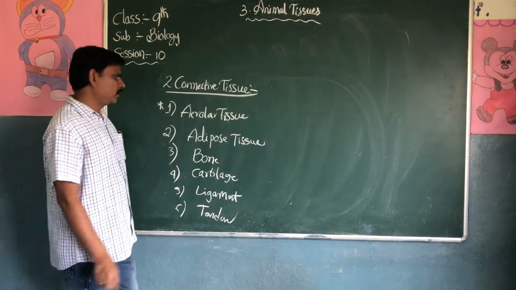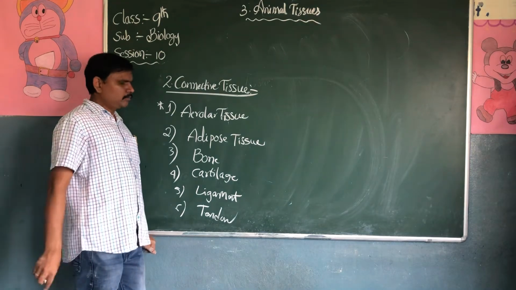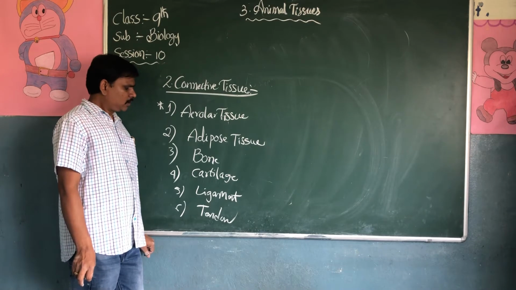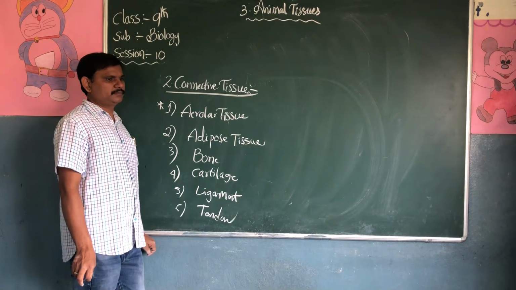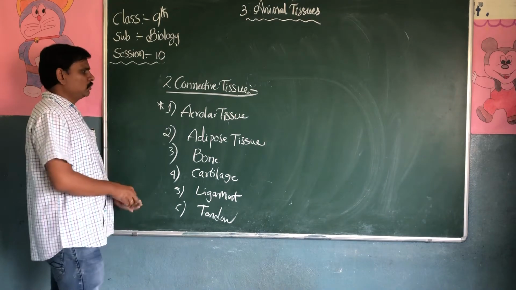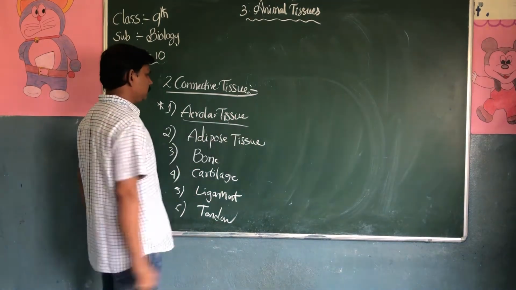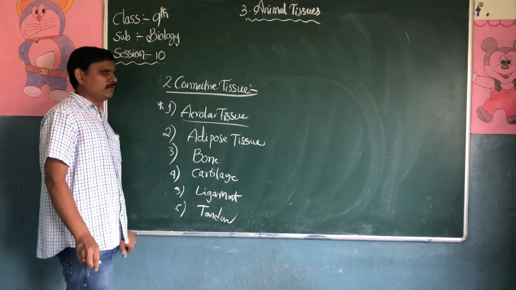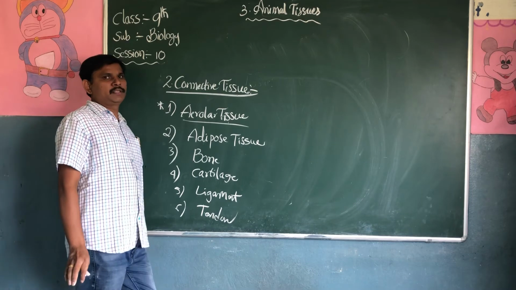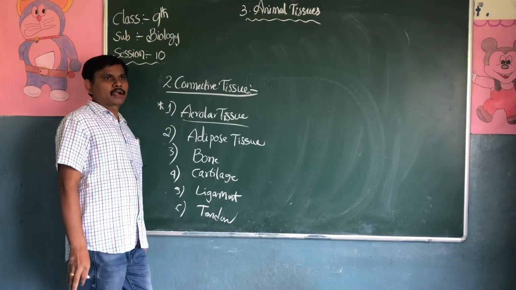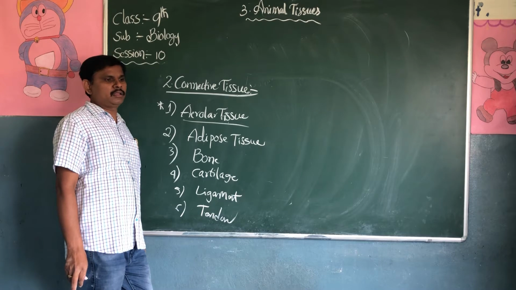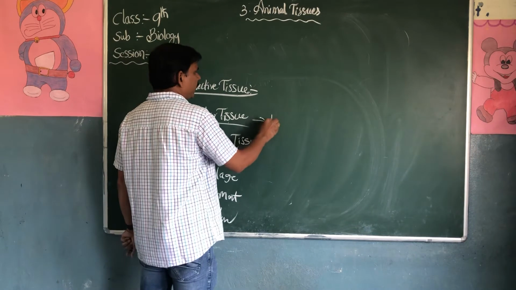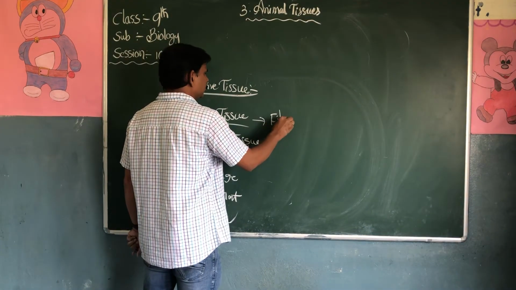Areolar tissue, adipose tissue, bone tissue, cartilage tissue, ligament, tendon. Now come to the areolar tissue. This areolar tissue is very useful for giving support to the body and for connection between one tissue and another tissue. In the areolar tissue there is a fibroblast.